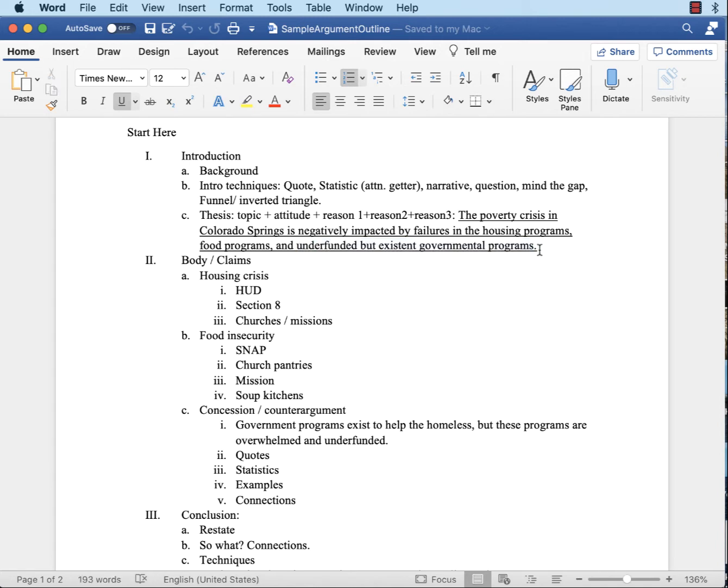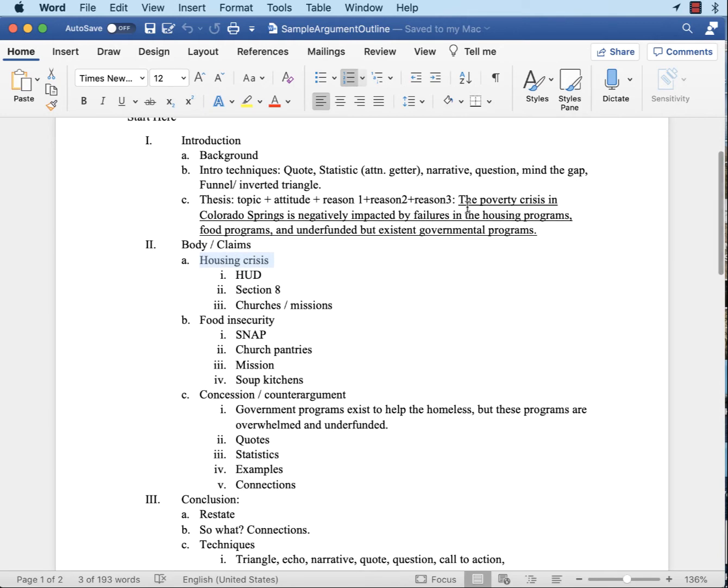Because you have to use your lived experience for it. And then you'll see how these claims here become your topic sentences for your body. So your thesis statement is essentially a one-line outline, if you think of it that way. And so the body of the paper is housing programs, housing crisis, food programs, food insecurity, and existent government programs, which is our concession and counterargument.